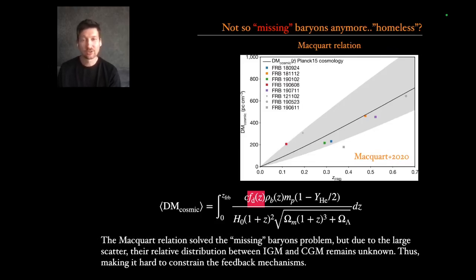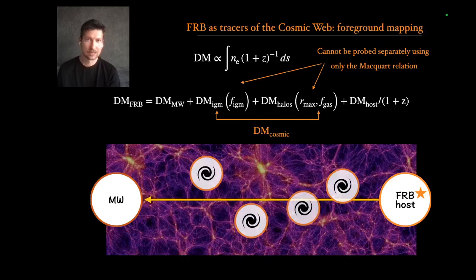And so in order to overcome this problem, we developed a technique called FRB foreground mapping. Consider the path that the FRB signal follows from its host galaxy, which on this schematic image is shown on the right side, to us in the Milky Way on the left. The integrated dispersion measure can be split into four main components. The first one is the contribution from the Milky Way's ISM and halo. The second is the analogous contribution from the FRB host galaxy.